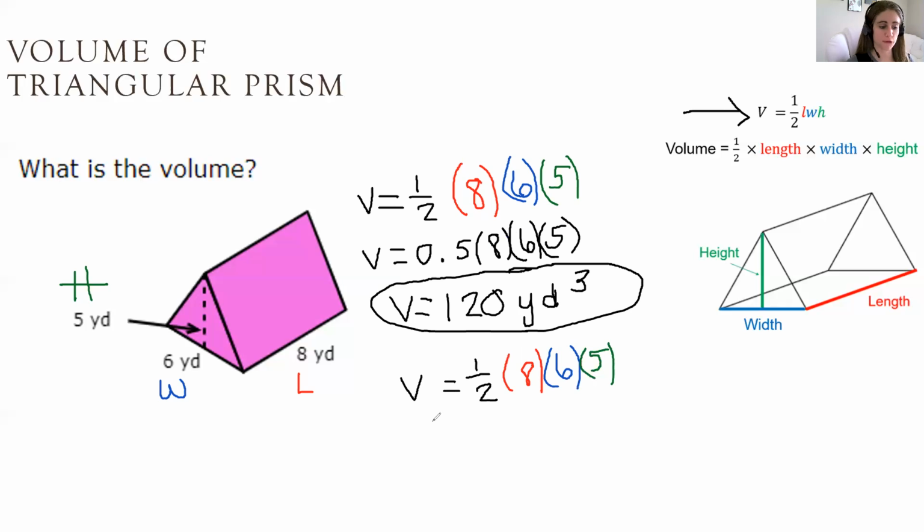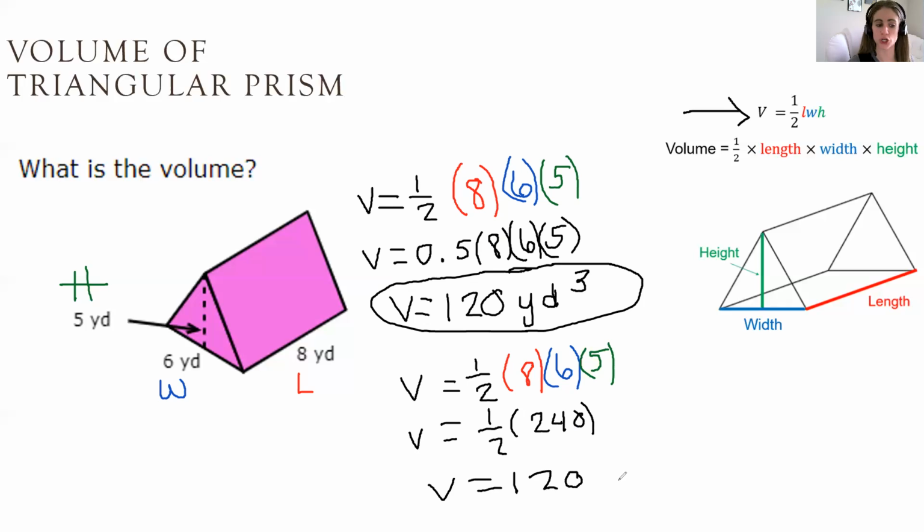And I'm going to first multiply all of my whole numbers. I'm going to multiply the 8, 6, and the 5 together. So 8 times 6 times 5 would be 240. Now we can multiply 240 by 1/2, which is the same thing as dividing by 2. Because if you are taking a half of something, that is dividing it by 2.